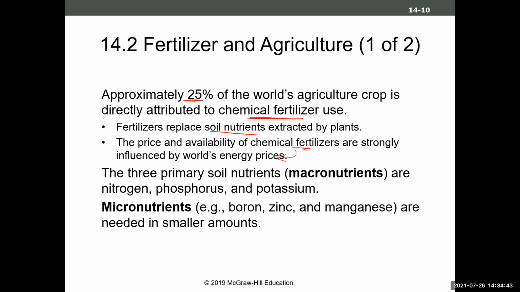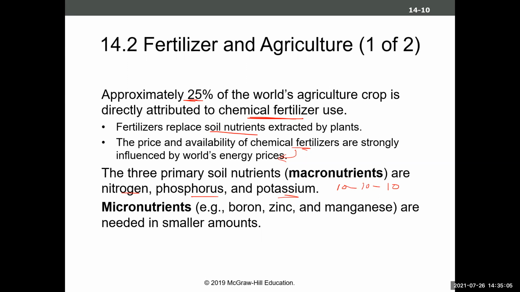And in terms of nutrients, there are three primary soil nutrients that are necessary for plants. And these are your macronutrients. So this is your nitrogen, your phosphorus, and your potassium. If you've ever looked at a bag of fertilizer, you would see potentially three numbers like this. So it's like 10, 10, 10.